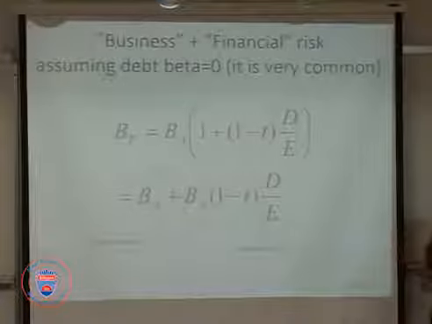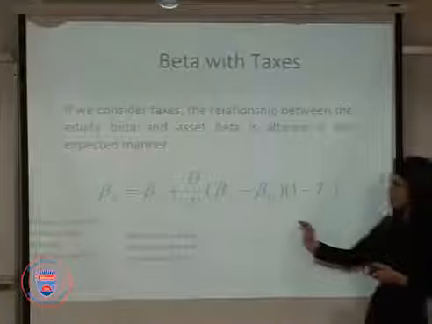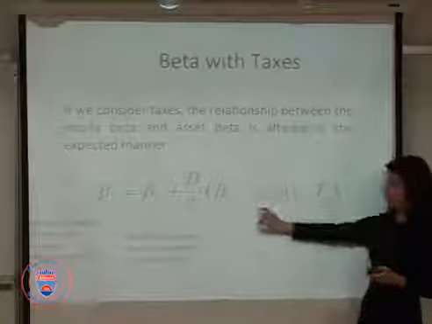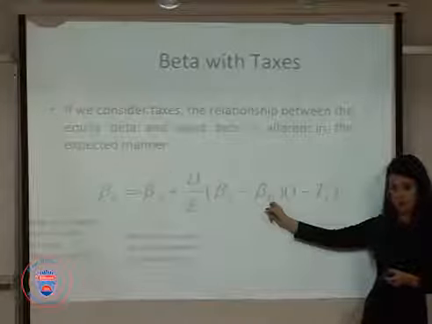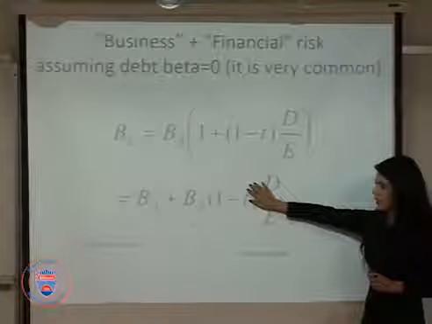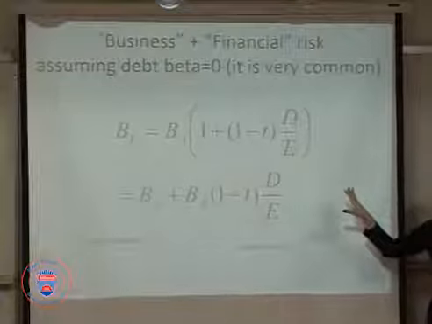this is how I can write things. It's the same thing. The only thing I'm doing is taking debt beta as 0. So this is 0, okay? And this is how things look now.